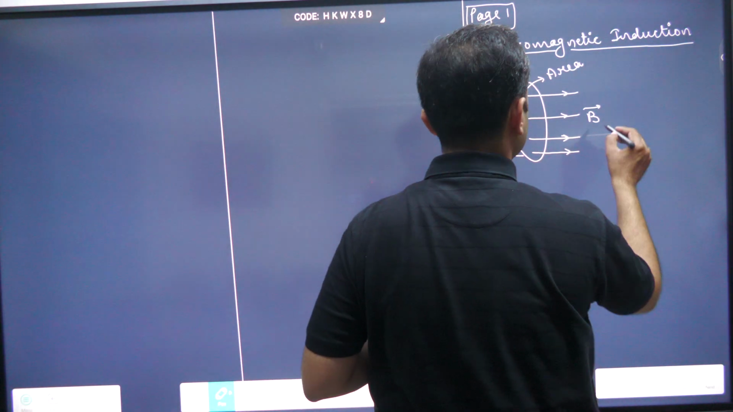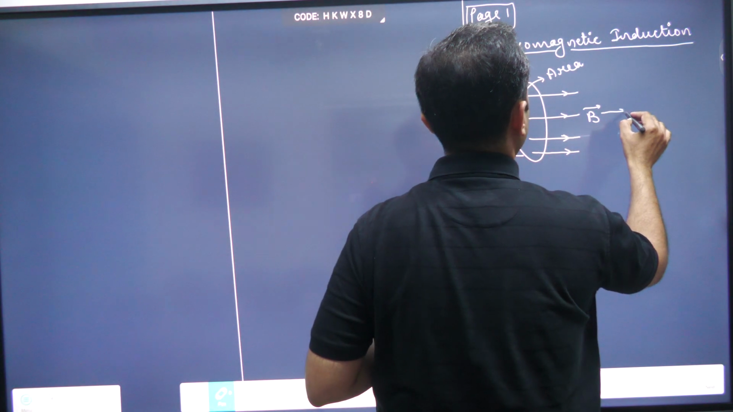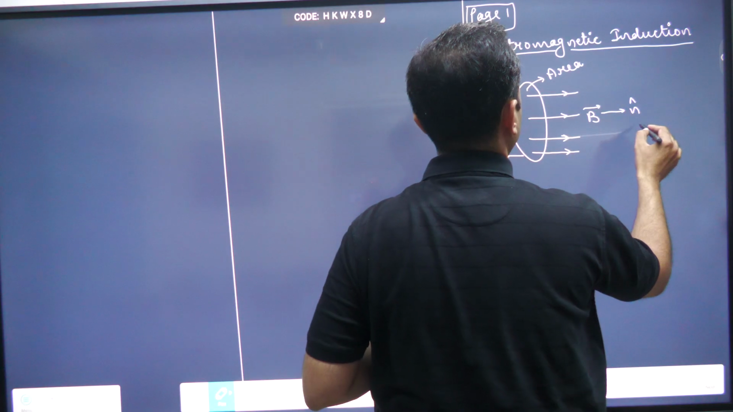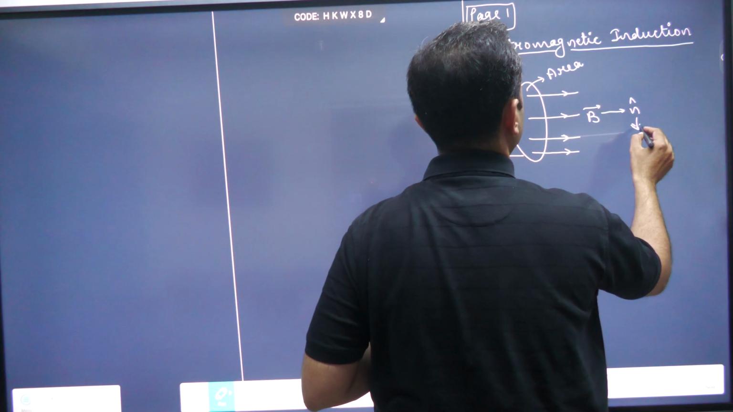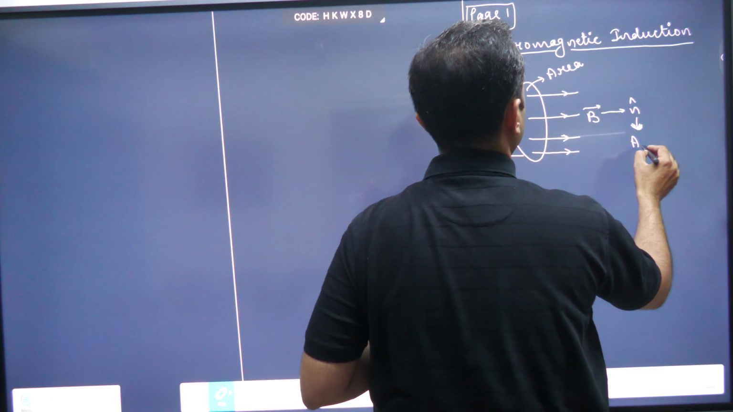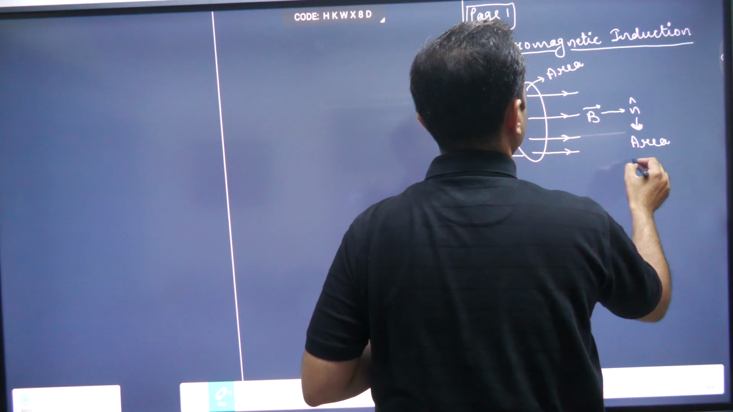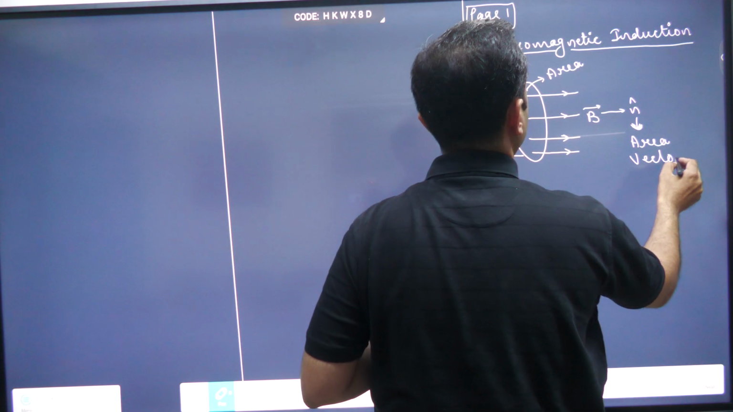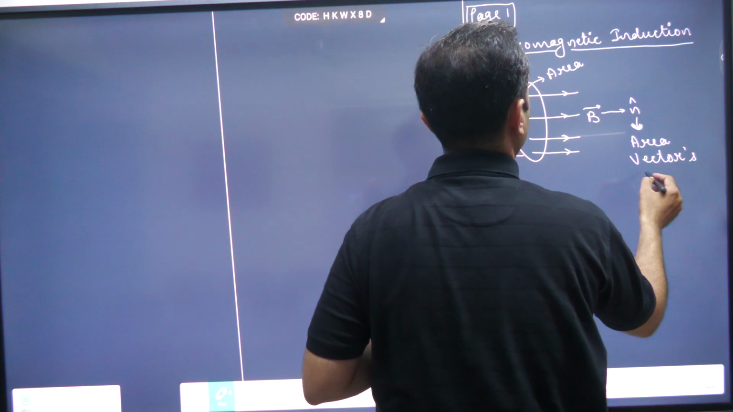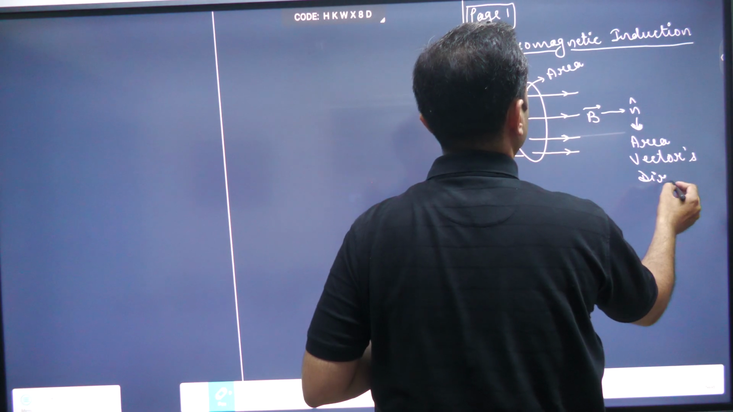So what is the direction of area? The direction of area is represented by this n cap. That is, this is the area vector's direction.